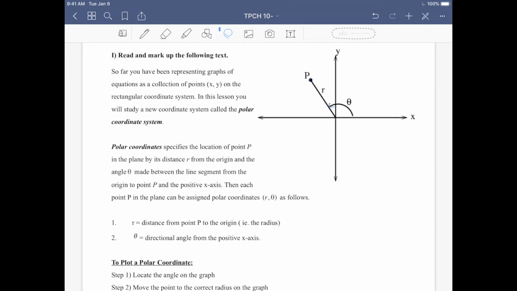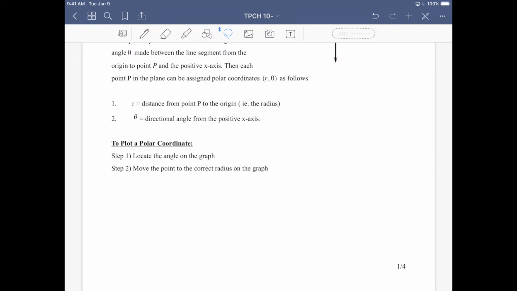Then each point P in the plane can be assigned polar coordinates r, theta as follows. Number 1. R is the distance from point P to the origin, or the radius. Theta is the directional angle from the positive x-axis. To plot a polar coordinate, step 1, locate the angle on the graph, and step 2, move the point to the correct radius on the graph. We're going to do that on the next page.